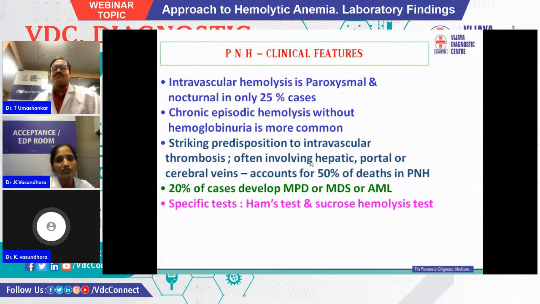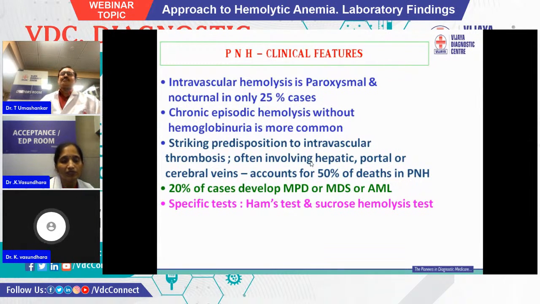Next is paroxysmal nocturnal hemoglobinuria. Here intravascular hemolysis occurs, and it is an episodic hemolysis; it occurs in episodes. In paroxysmal nocturnal hemoglobinuria, the patient complains of dark colored urine.